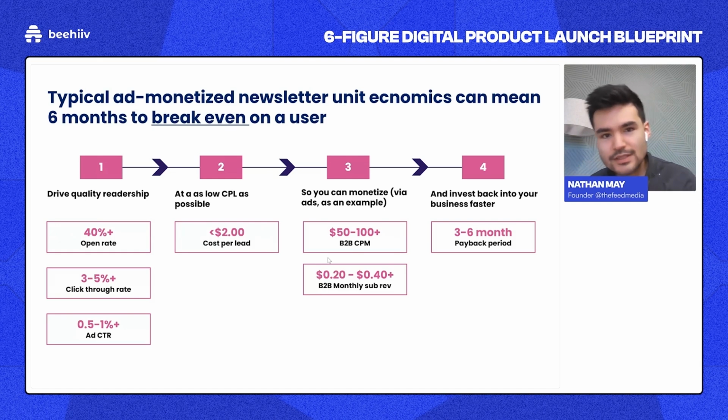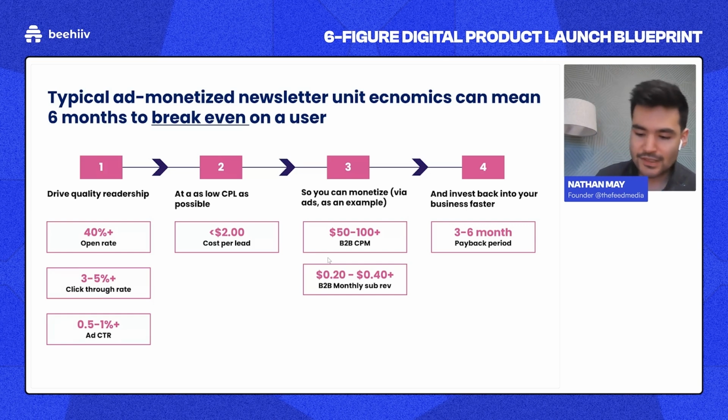Most media companies are breaking even on subscribers within 3 to 6 months. And so the thing that does hold media companies back is generally not that they are unprofitable. It's the time horizon in which they become profitable. 3 to 6 months can be a relatively long payback period. So what if you could decrease that? What if you could make it under a month?